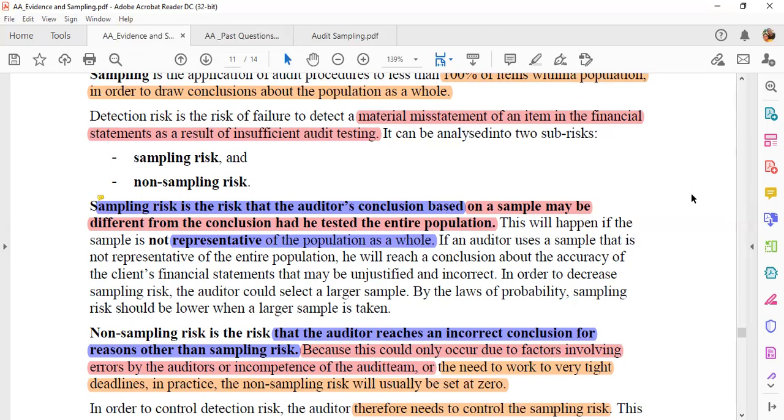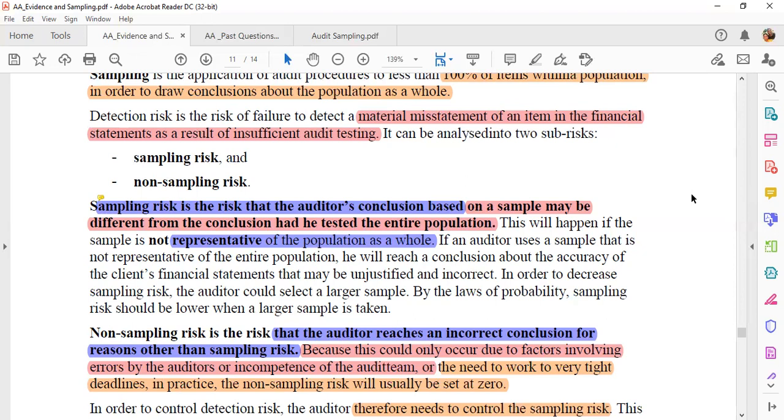It's very, very important that every working paper must have the name of the client, who prepared it, the day that you prepared it, who reviewed it, and the day that you reviewed it. Please don't forget those features of every working paper. Then we move on to sampling as well.